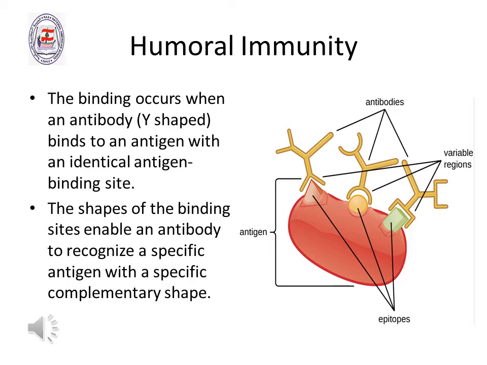The shapes of the binding sites enable an antibody to recognize a specific antigen with a specific complementary shape. That is, humoral immunity is considered a specific immunity since each antibody has a specific antigen with a specific binding site.